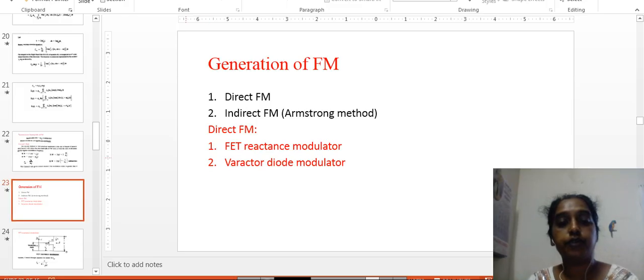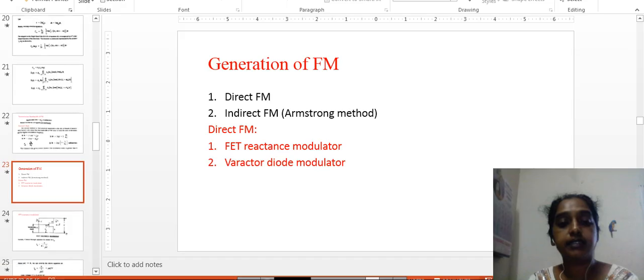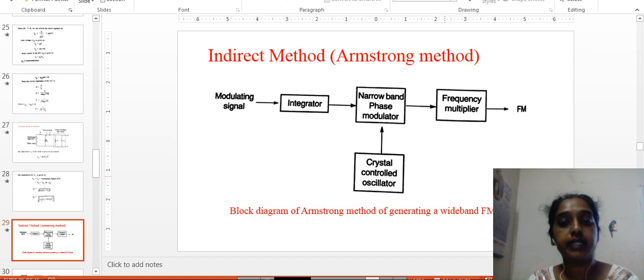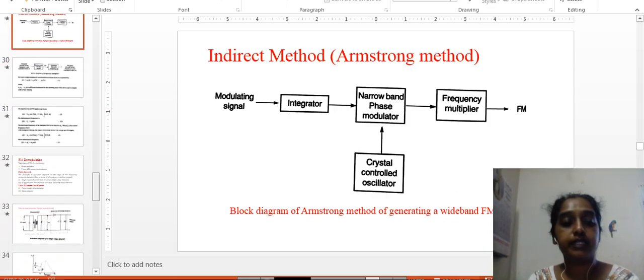In the generation of FM, we have direct FM and indirect FM. In the direct FM, we have two types: FET reactance modulator and varactor diode modulator. In the indirect method, we have the Armstrong method. The modulating signal is given to the integrator and the narrowband phase modulator. Here it is controlled by the crystal control oscillator. We have the frequency multiplier, and we get the frequency modulated signal.